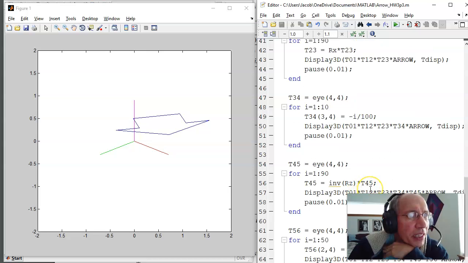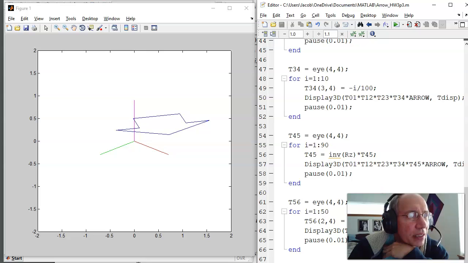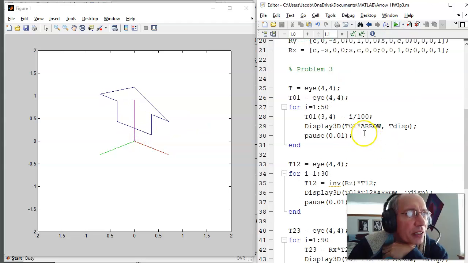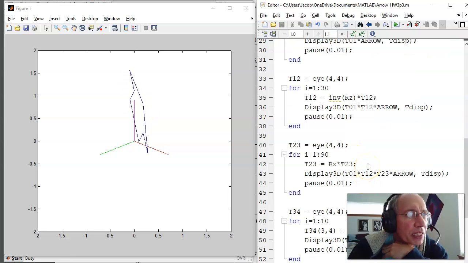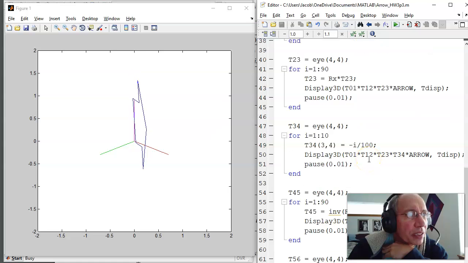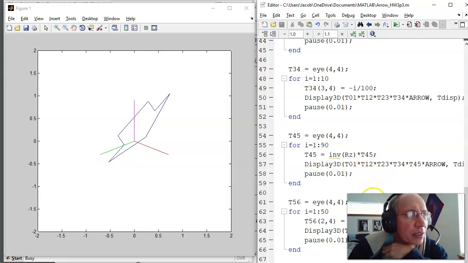Rotate about the Z axis by 90. And then translate about the Y axis. So here's what that looks like. First, I move in Z by 50, rotate Z by 30, rotate X by 100, translate Z by minus 10, rotate Z by 90, then translate Y by 100, and show you that again.